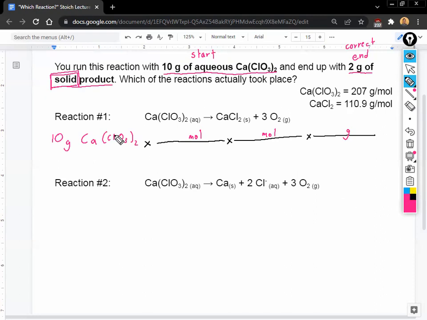Okay. And then we know the tops of the first 2 fractions have to be about the same chemical. So this is going to be about CaClO32. Okay. And then we know the ends of the last 2 fractions have to be about the same chemical as well.